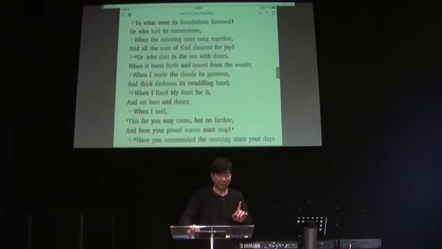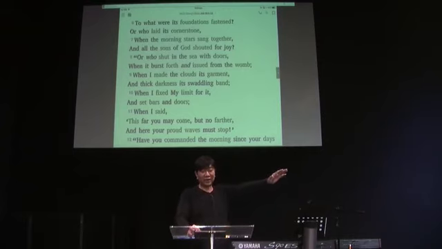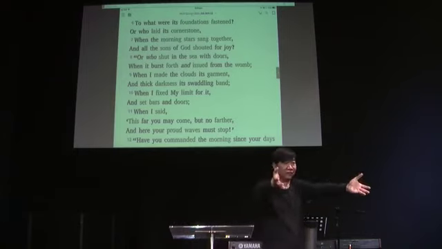And here's an interesting part, verse 7. When the morning stars sang together, and all the sons of God shouted for joy, when he laid the foundation of the earth and creation.